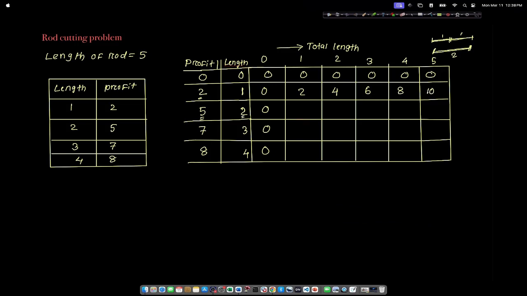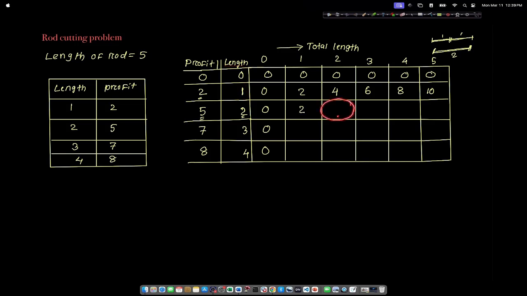Let's consider this cell. It means that the total length of the rod is 1 unit. Now, since we are here, we can cut this rod into pieces of 1 unit length or into pieces of 2 unit length. However, cutting the rod into pieces of 2 unit length is not possible. That's why we will have only a single piece of length 1, and that will give a profit of 2. Then let's go to this cell.